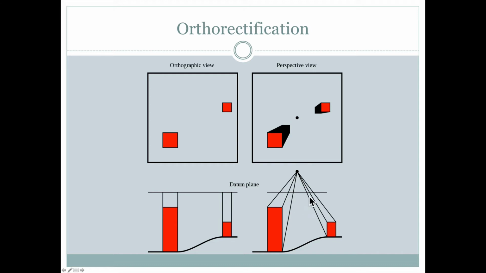So basically, what we try to do is take it from something like this, where it's based on one camera, and we try to flatten out the picture to a datum plane where everything is in its proper location, as if we're looking down on this from all of these different directions.